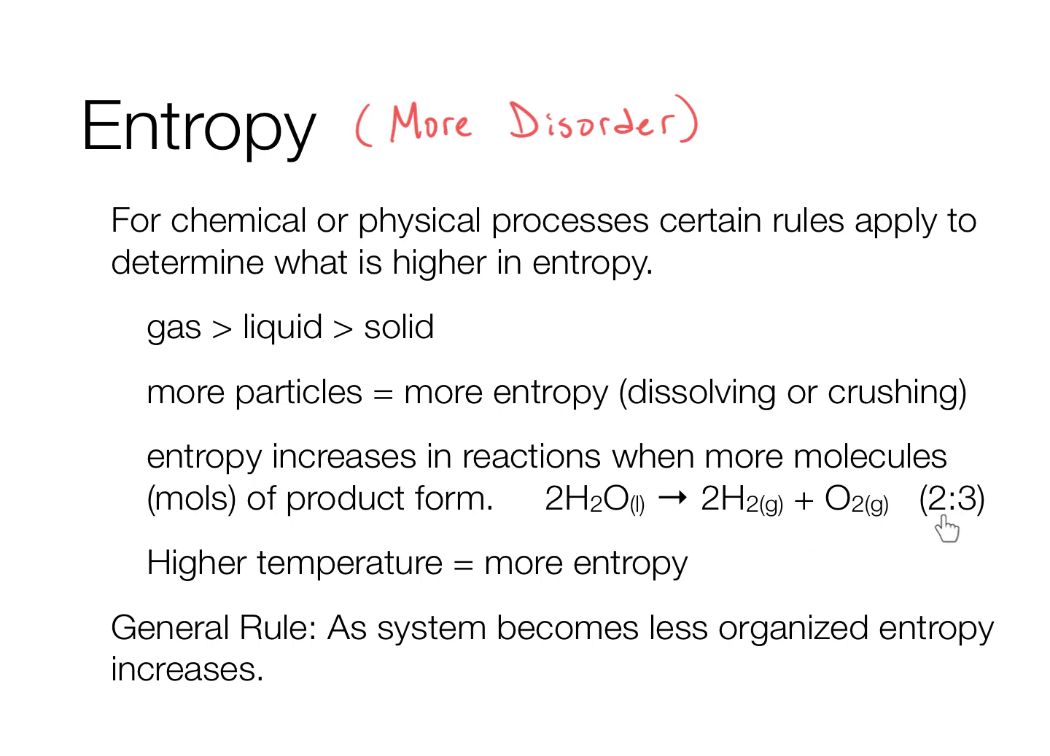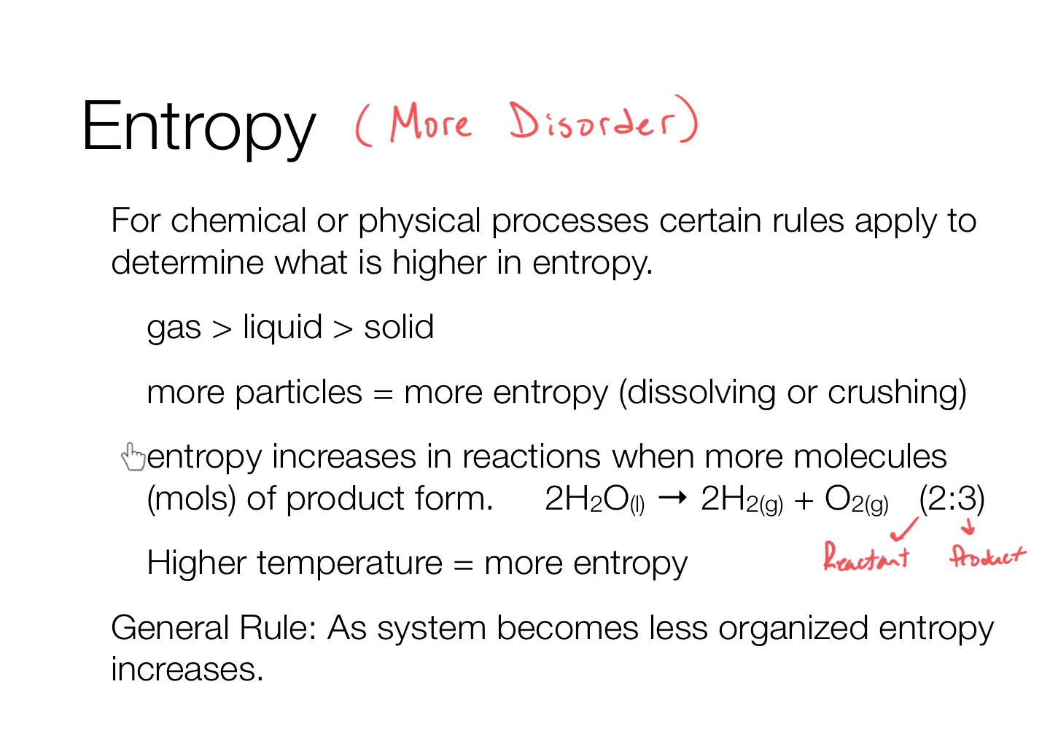So here I have a little ratio. I have 2 moles of reactant compared to 3 moles of product. So in this case, entropy is increasing. Another example of entropy increasing is anytime something is at a higher temperature. The particles are moving faster, usually due to thermal expansion. They occupy a higher volume as well. And so things that are higher temperature are usually considered more entropy.